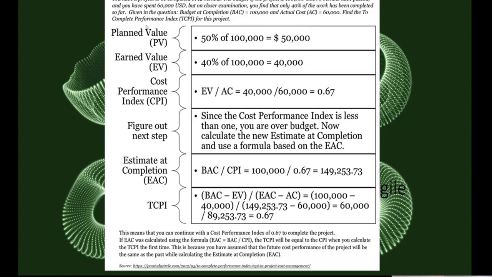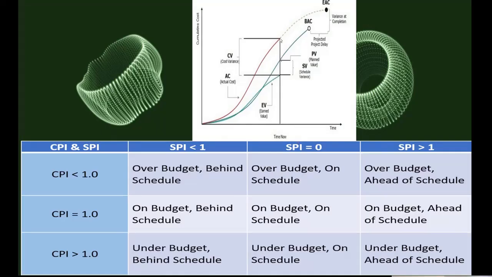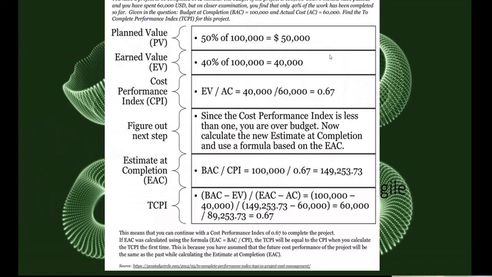The full form of TCPI is to complete performance index. It is kind of an index. For example, you are in here, so how much you need to perform in order to achieve this amount of work. It's called TCPI, to complete performance index. The TCPI formula is this one, 0.67.